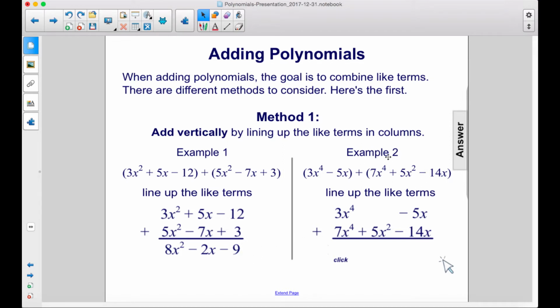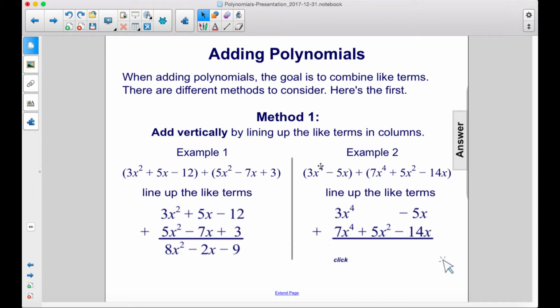Here's another example. So in this one, this is a binomial and this is a trinomial. So there's 2 terms here and 3 terms here. So you line them up like this. So both of these have an x to the 4th term. So you put those on top of one another.